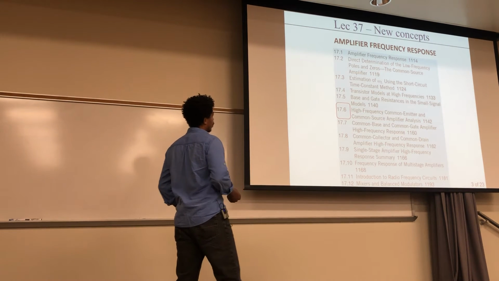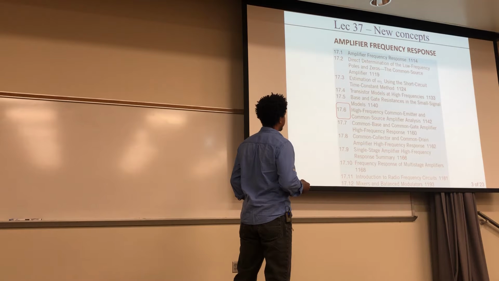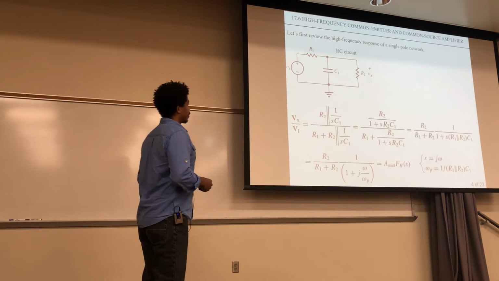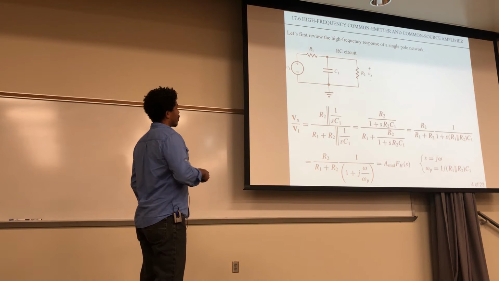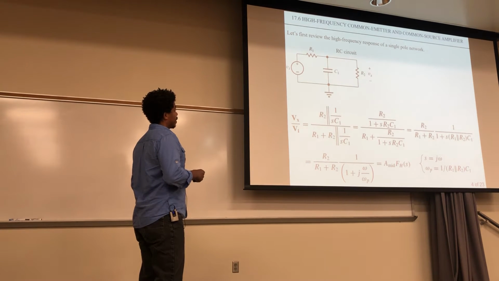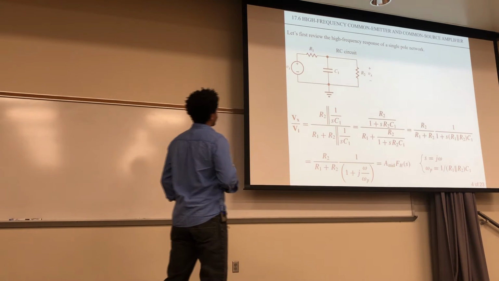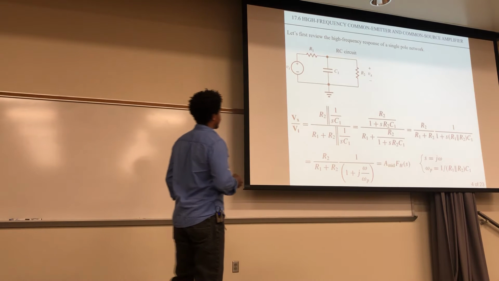Okay, so that was our last analysis of the high frequency characteristics. In this lecture we'll look at high frequency of the common emitter and common source amplifiers. Continuing where we left off, first we were analyzing what the frequency response looks like for the simple RC, then we modified it. So let's look at that again.